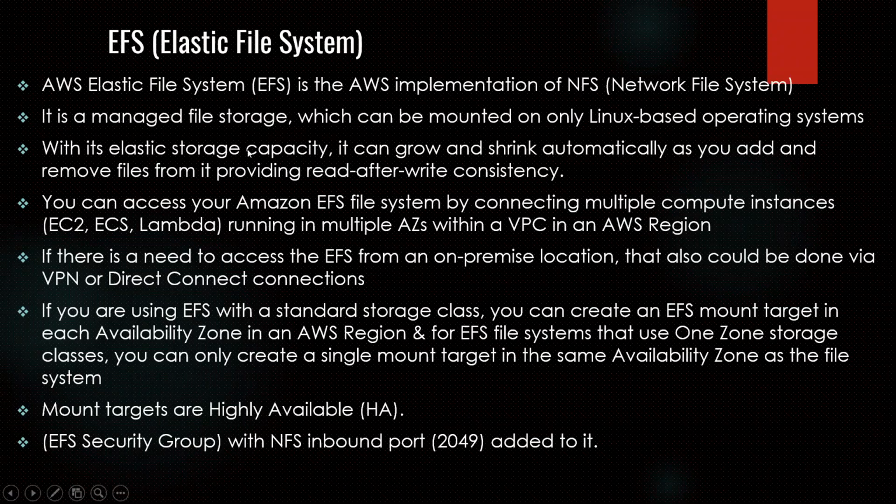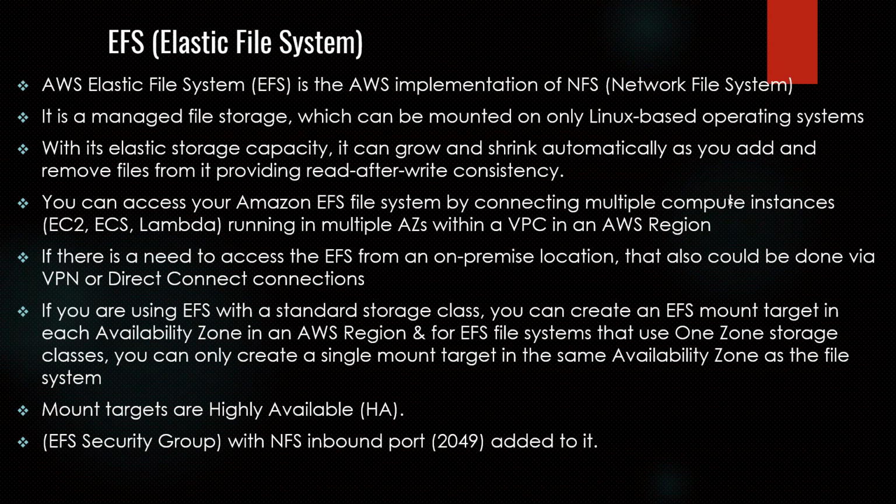So today we are going to start with Elastic File System. When I say Elastic File System, this is a kind of network file system through AWS. It's a managed file storage which can be mounted only on Linux-based operating systems. For Windows, we have a different feature available in AWS with the name FSx.